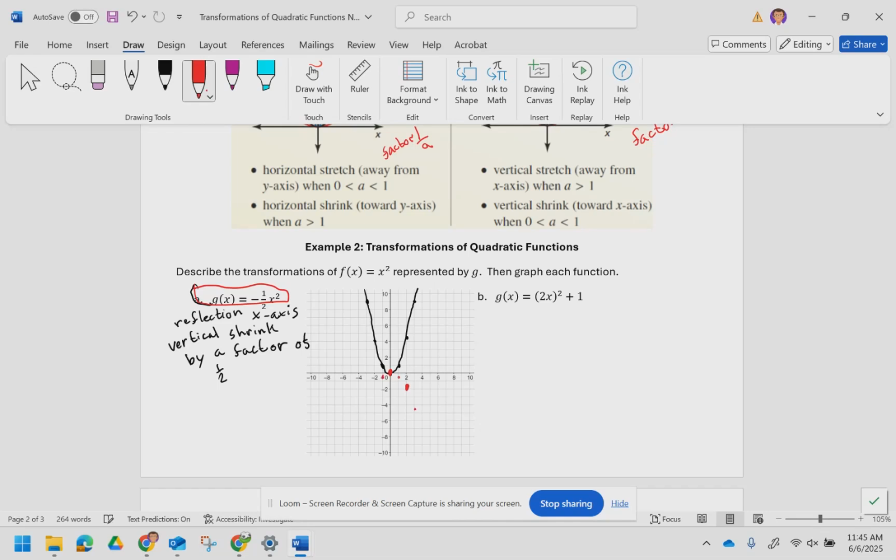And we'll do the same on the other side. And there we go. So we can see it's a little bit wider. It did have that vertical shrink happening in there. Okay, next.